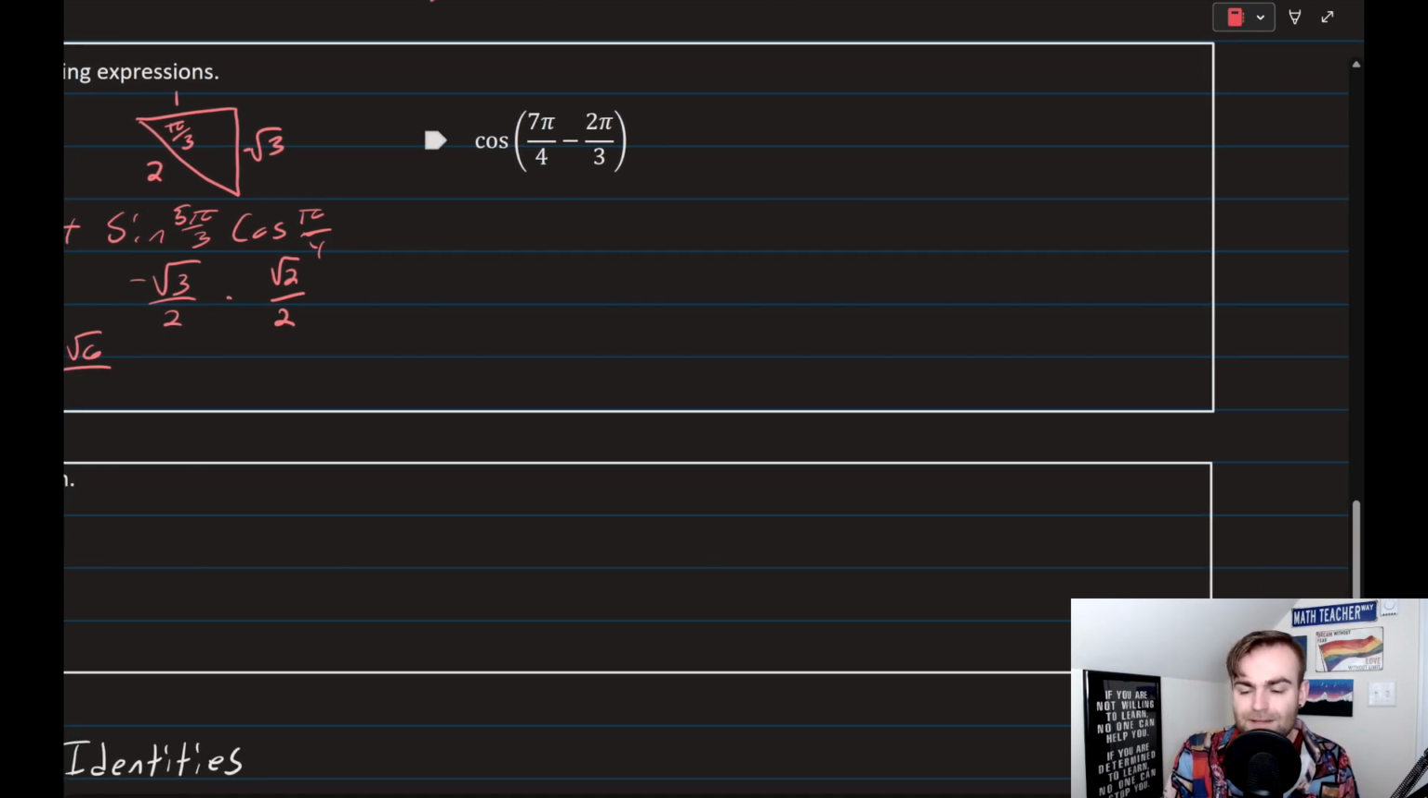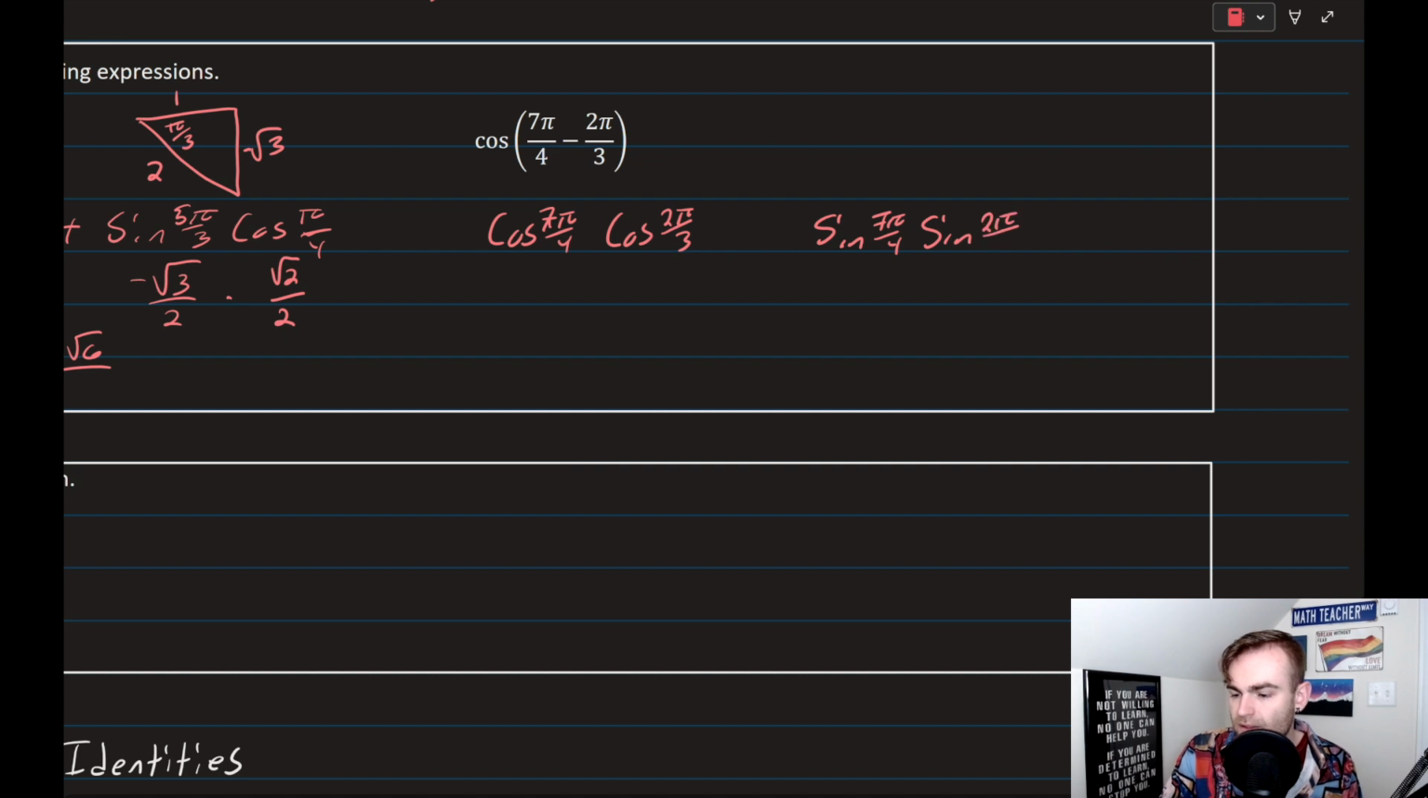What about this one here? Well, it's cosine difference. So cosine, I know, is cosine, cosine, sine, sine. For this, it doesn't matter, right? So 7 pi over 4, 2 pi over 3, 7 pi over 4, 2 pi over 3, and a minus turns into a plus. What are our two triangles here?